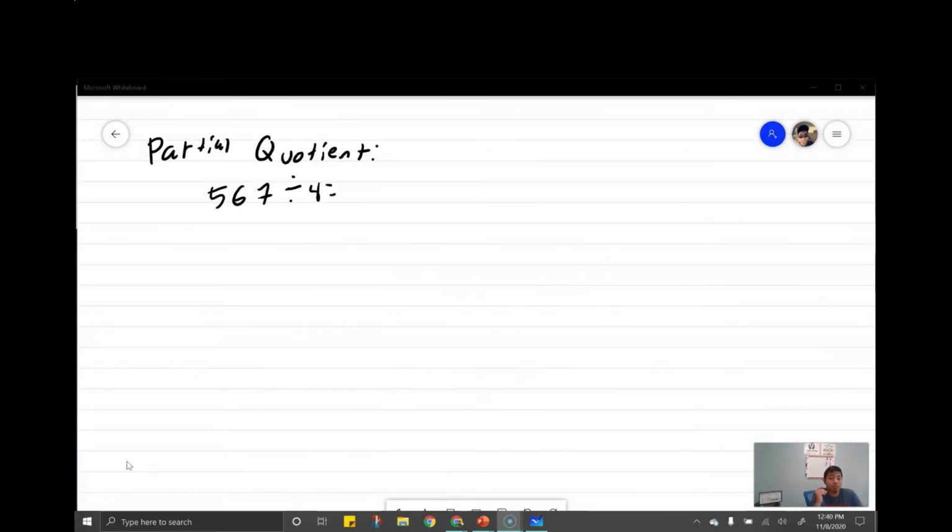Alright, so this one's called partial quotient, kind of like partial products, right? So it's basically kind of like the same thing, but we're just dividing. So we're going to divide 567 divided by 4. My dividend is what? 567, and my divisor is what? 4. Good, okay. So let's go ahead and build the house, with my dividend inside.